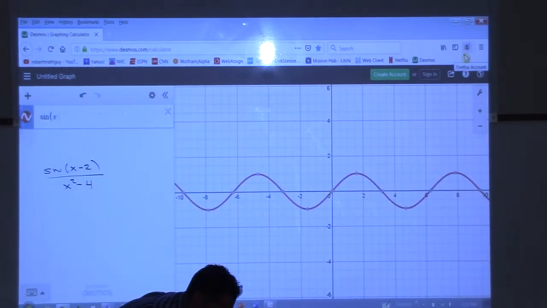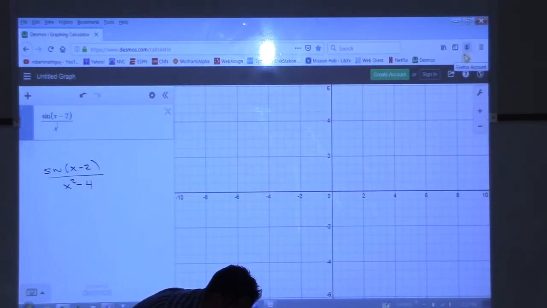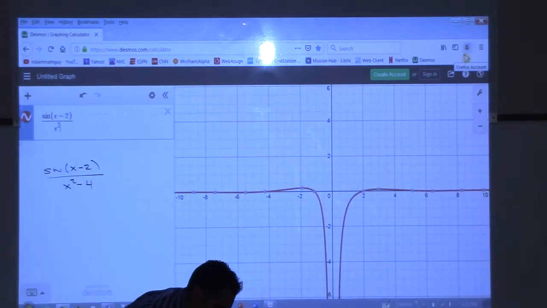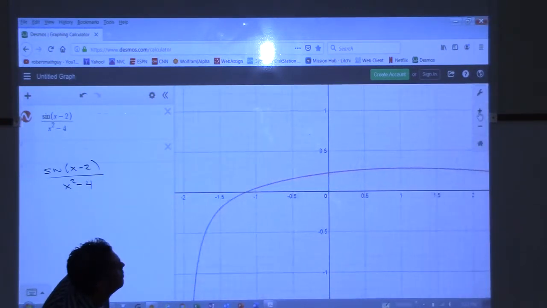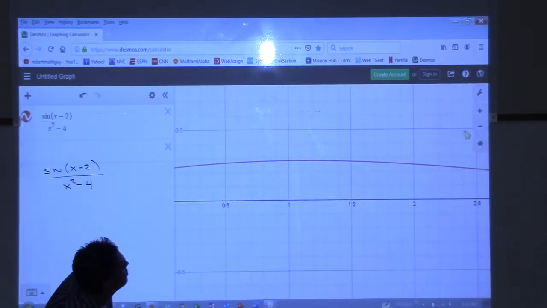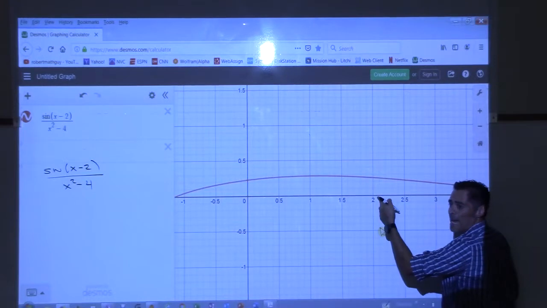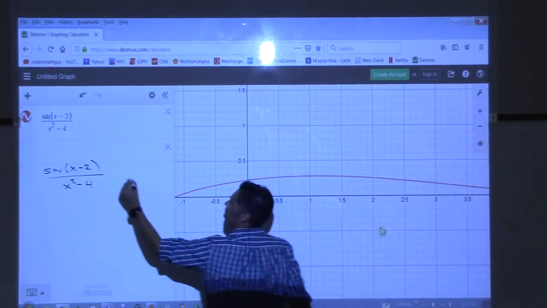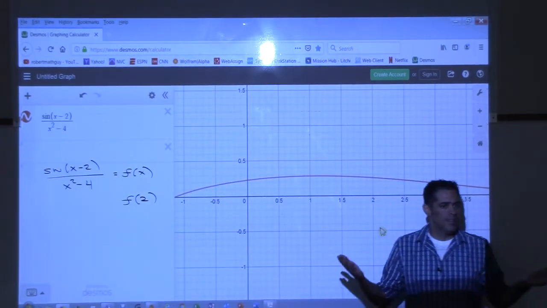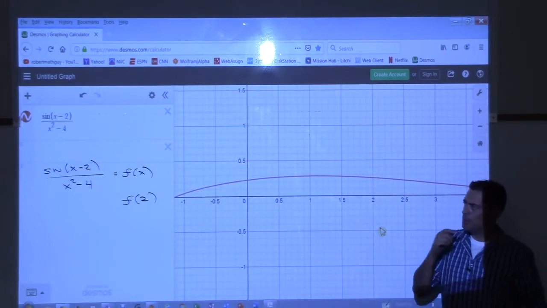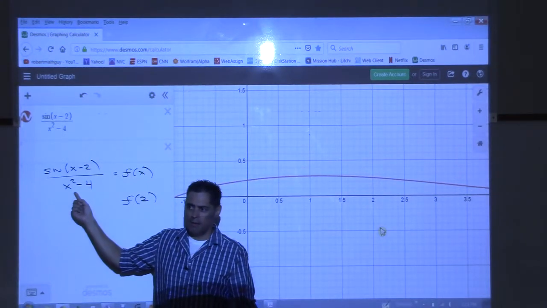All right, so let's see if I can get this typed in here. Sine of x minus 2 divided by x squared minus 4. There it is. Now, come over here. Too much. There we go. That's good enough, right? So here's 2. Now, what's happening at 2? If this is our function, what is f of 2? Can you plug 2 into this function? You cannot, right? So you have a hole there.